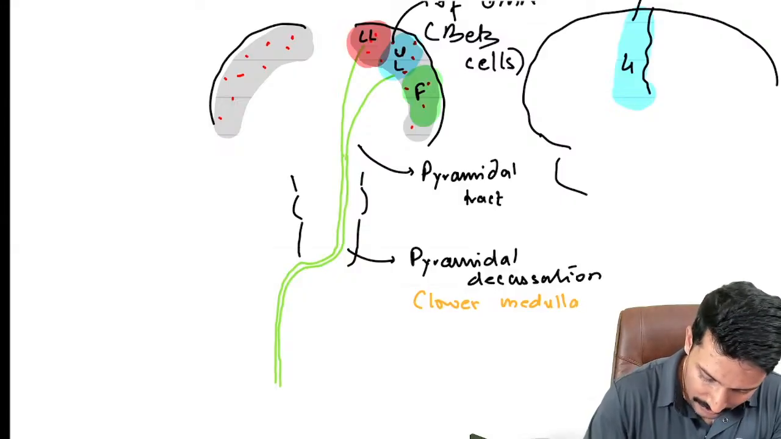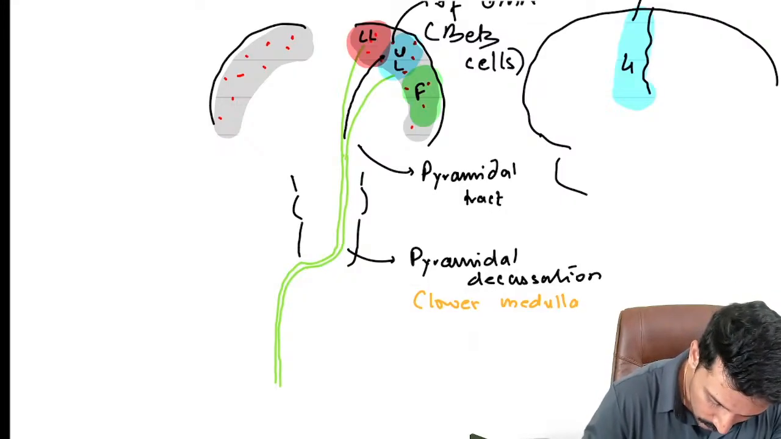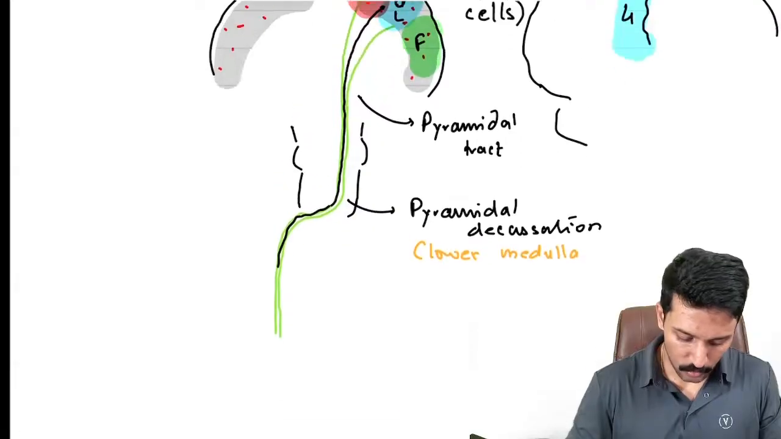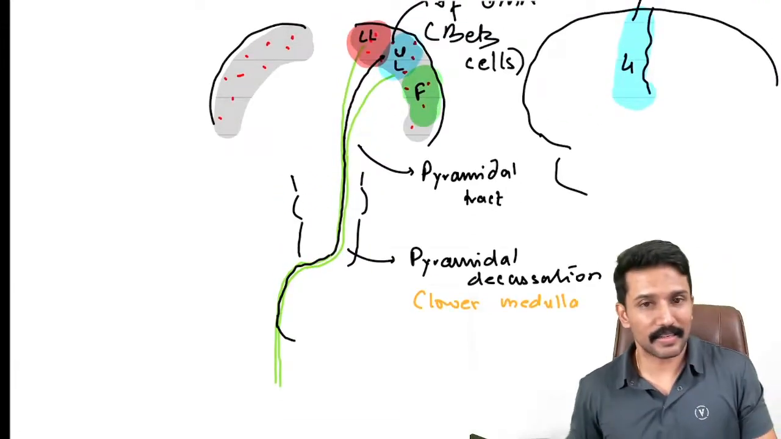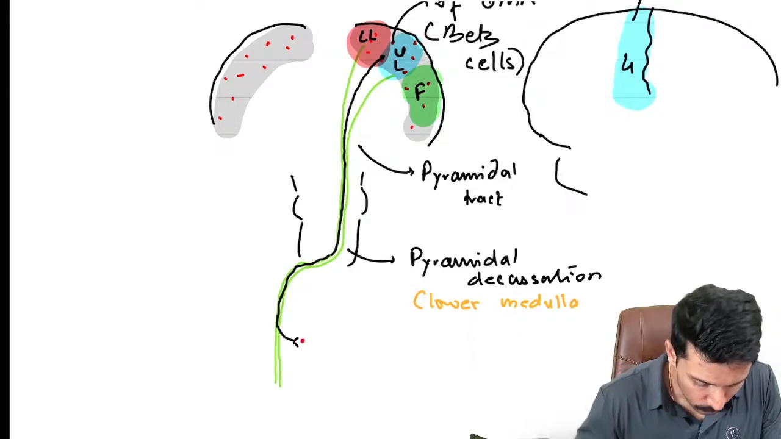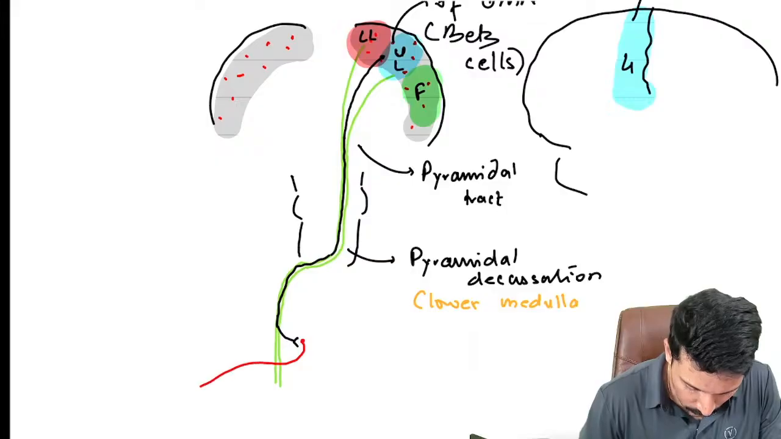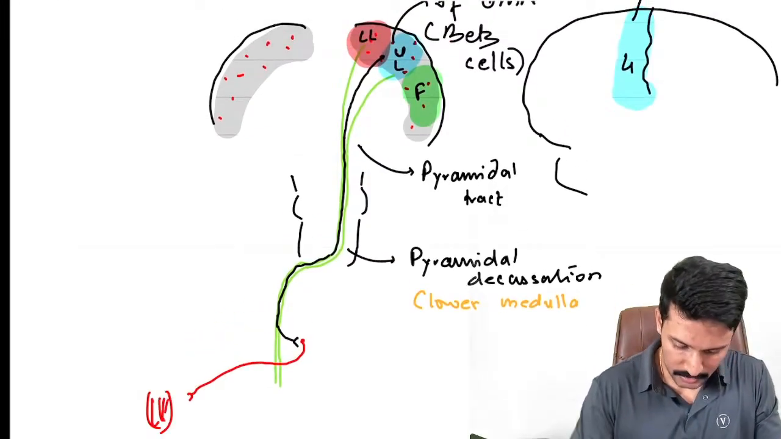Now this tract contains what? This tract primarily contains the upper motor neurons. And these upper motor neurons, once they enter the spinal cord and once their destination spinal segment is reached, they come out of the tract and form a synapse with the lower motor neuron. And the lower motor neuron comes out from the spinal cord as a motor nerve and supplies the destination muscle.